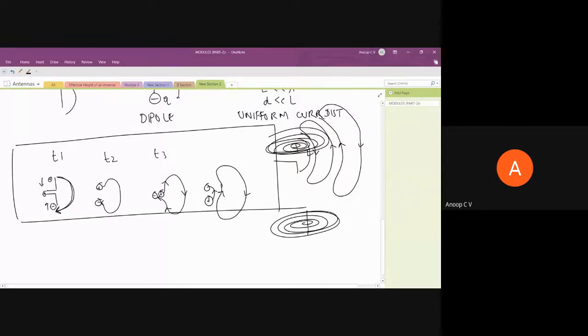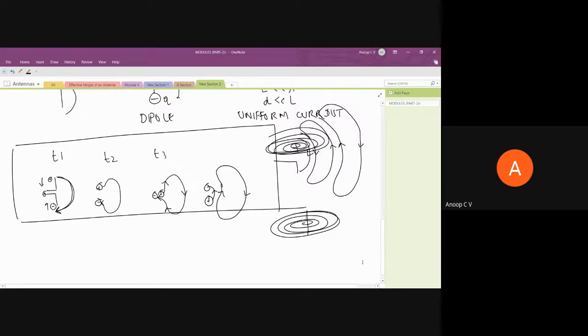You can assume it as an oscillating. I've shown only two charge elements. There will be infinite such charge elements, so there will be field lines emanating from that. So it's not actually positive charge moving from left to right. What we have is, if it is a conductor, there will be only electrons moving, but we can assume electron moving from right to left as positive charge moving from left to right. Right, that's it. So this is how it will radiate.